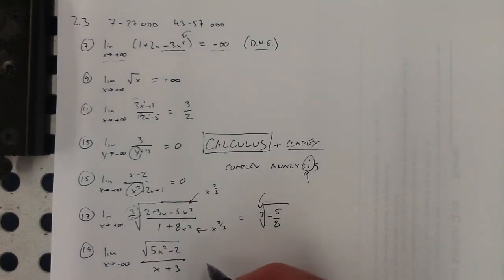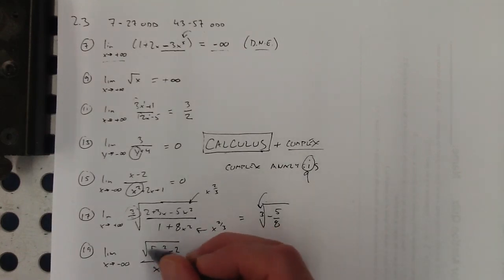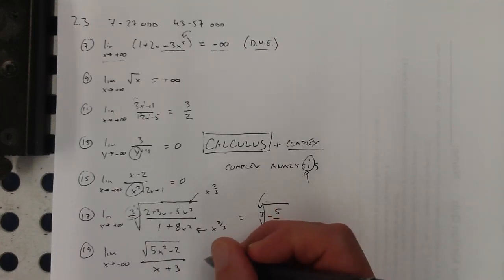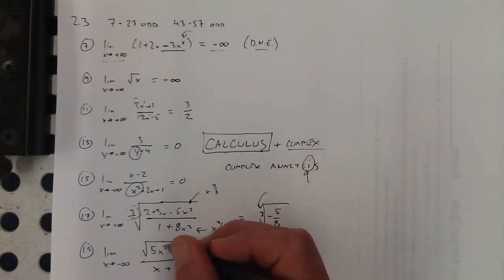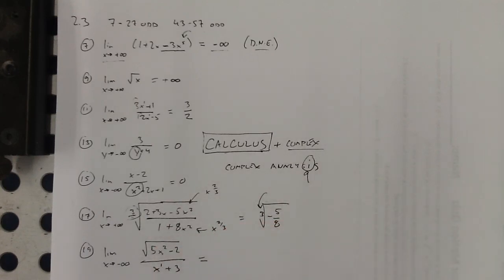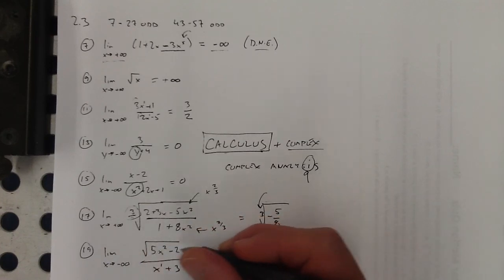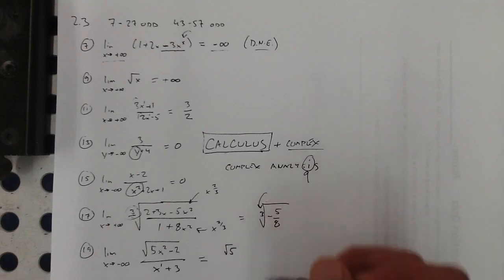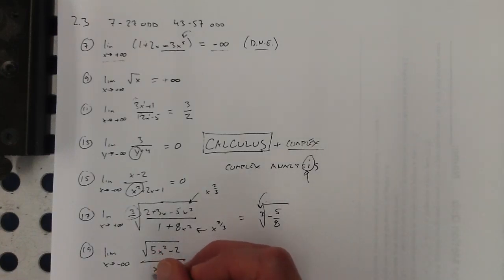under them. So here, what's the highest power on the top? You might say, oh, it's a 2, but it's not really, because it's under the square root sign. So the highest power on the top is really x squared, right? And the highest power on the bottom is also a 1. So on the top, my coefficient is the square root of 5, and on the bottom, my coefficient is a 1. But because I'm going to negative infinity, this is a little bit tricky here.